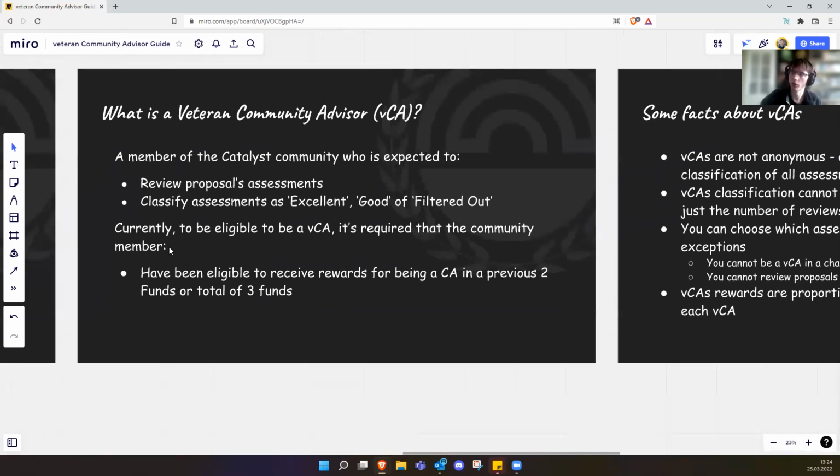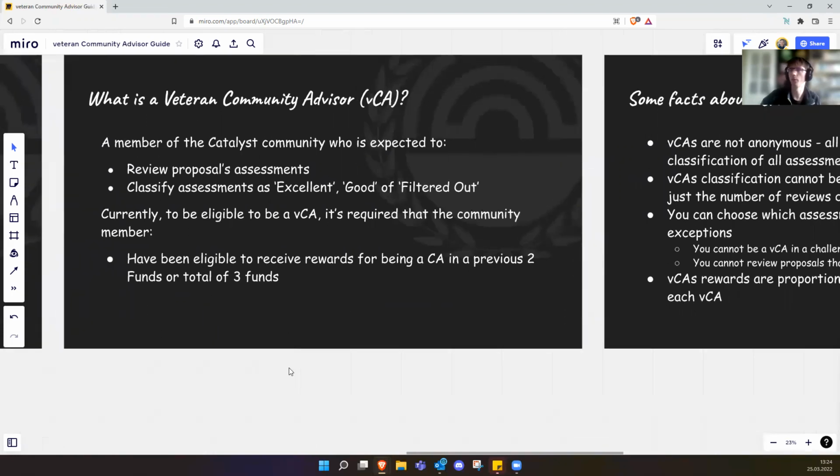One important thing to notice is that you cannot be a veteran community advisor if you haven't received community advisor rewards in the previous two funds. Or, if you have been a community advisor or veteran community advisor for three funds, then you are an accepted member who is always able to filter and assess the assessments.